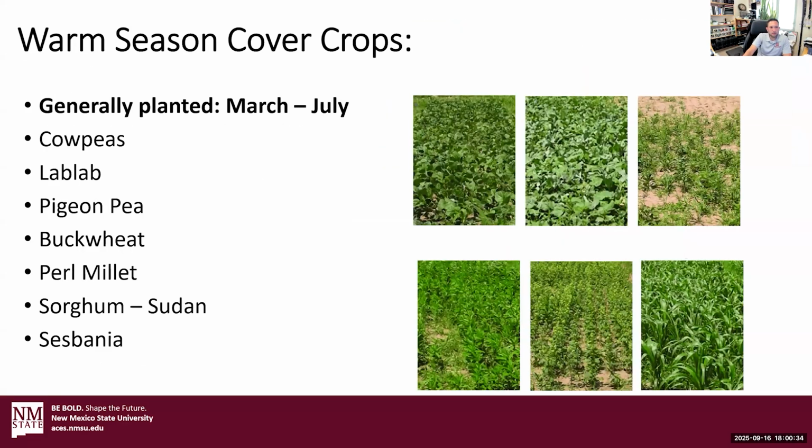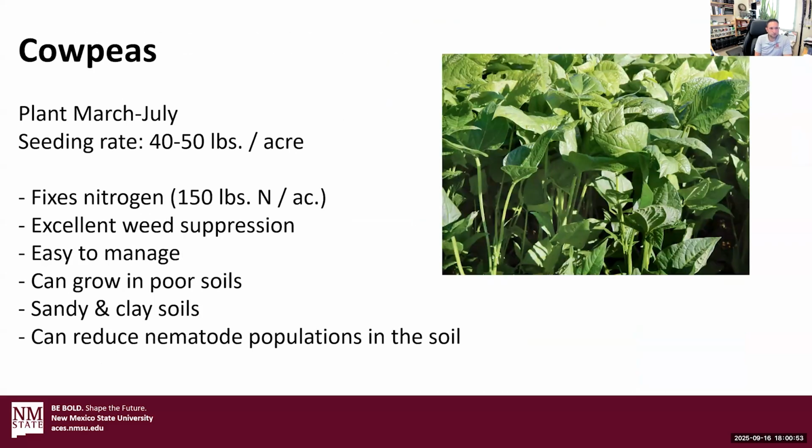All right, so now moving on to warm season cover crops. And so these are generally planted in New Mexico between March and July, from cowpeas to buckwheat to Sesbania. And so we'll cover each of these in a little bit more detail. So the first one is cowpeas, again, plant between March and July. A good seeding rate in general is about 40 to 50 pounds per acre.